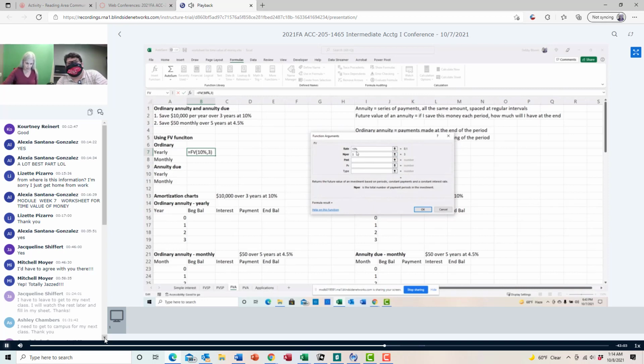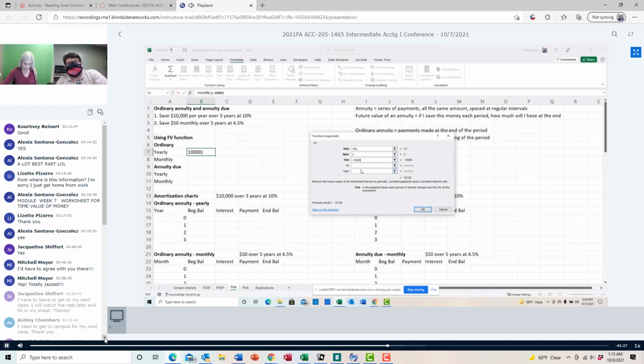And now we go into the payment because we're saving the money. We put it into a savings account. It's a negative expenditure. So we type in negative 10000. Super important that you don't put in any commas, because if you put in commas, you'll be saving $10 a year for 3 years instead of $10,000 a year for 3 years. Now, the type is where it comes in to an ordinary annuity and an annuity due. And I want you to notice that as you click in the boxes, it tells you below what it wants you to put in there.